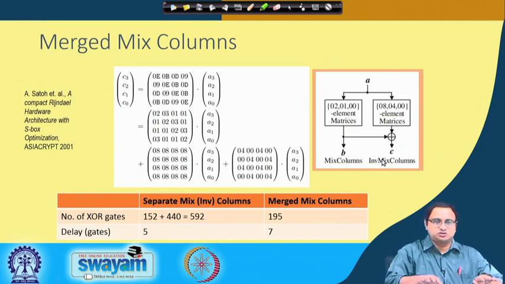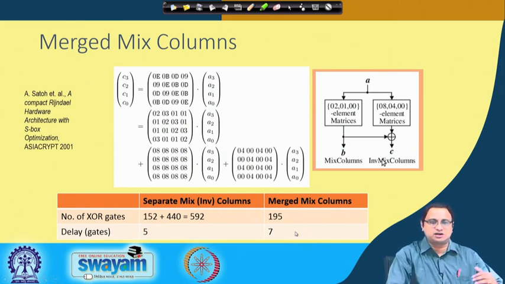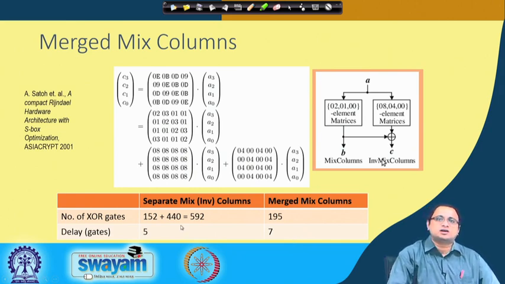So, when you are doing inverse mixed columns, you are also using the hardware which is already there in your mixed column matrix. It turns out that a separate implementation requires something like 592 gates, whereas if you do this merging, then you need something like 195 gates. That is a significant improvement. There is a slight increase in the delay, because the critical path will slightly increase, but the increase is not as much as the saving that you get. For example, it goes from something like 5 gate units to 7 gate units.